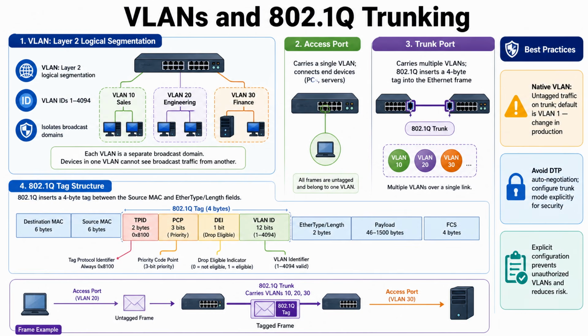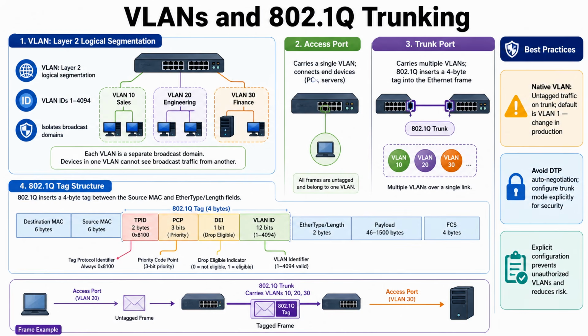Think of a VLAN as a set of invisible walls inside a building. Physically, everyone's in the same open floor plan, but logically, the walls mean the accounting department's broadcast traffic stays in VLAN 10 and never reaches engineering in VLAN 20.